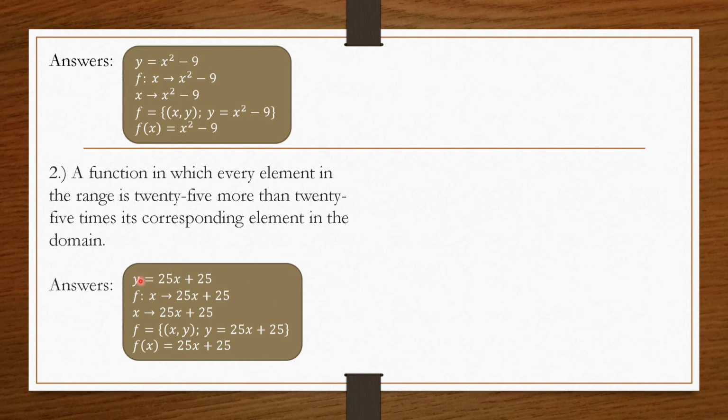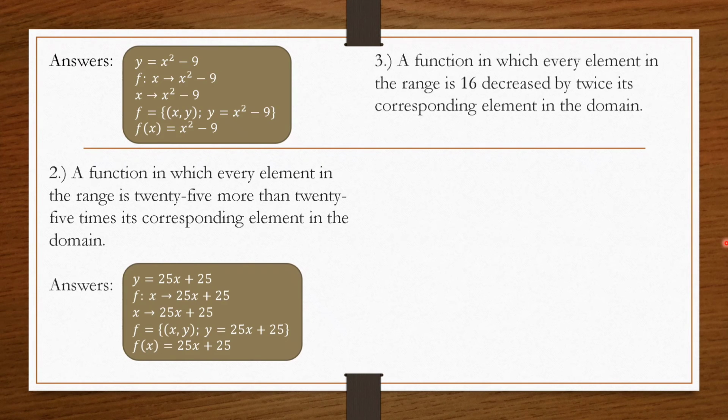So let me continue. Under f, x is assigned to 25x plus 25. Then x is assigned to 25x plus 25. The function f is the set of all ordered pairs x and y such that y is equal to 25x plus 25. f of x is equal to 25x plus 25. And our next example is a function in which every element in the range is 16 decreased by twice its corresponding element in the domain.